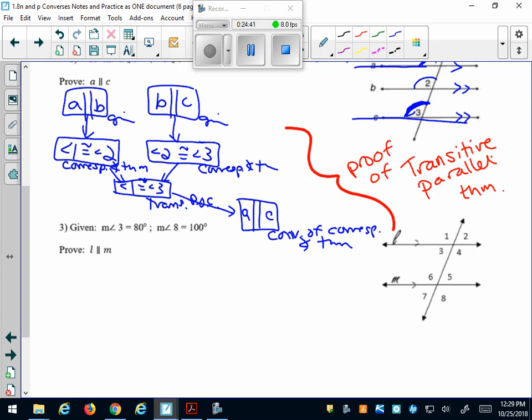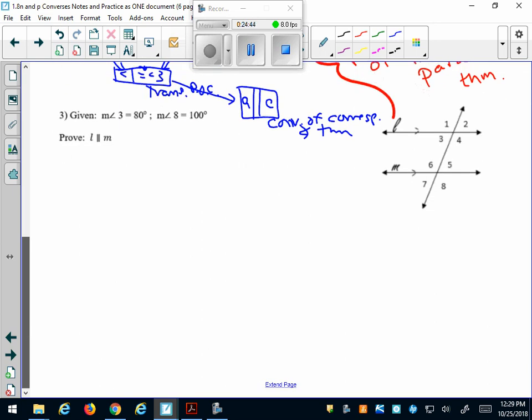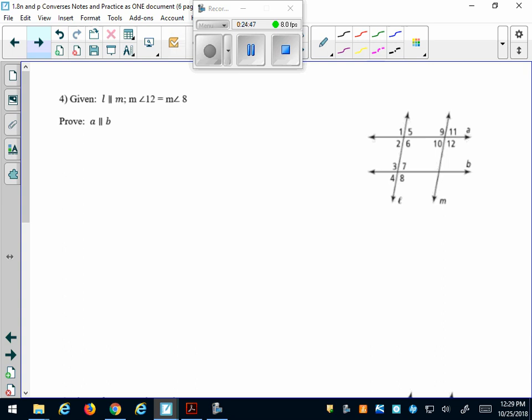Okay. All right. So let's look at one that's a little bit more involved, like this one, number 4. Given that L is parallel to M, so we know that these two are parallel. We're trying to prove that A is parallel to B. This is where you really have to keep straight what you know and what you don't know, so what you know and what you're trying to prove.